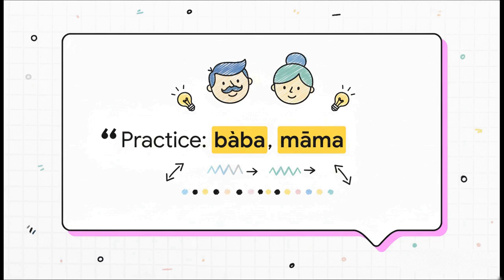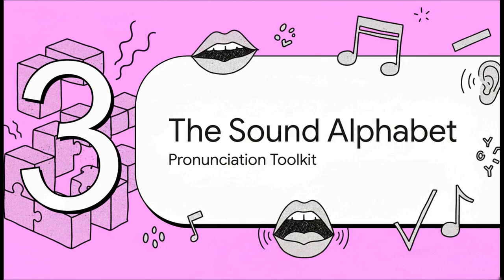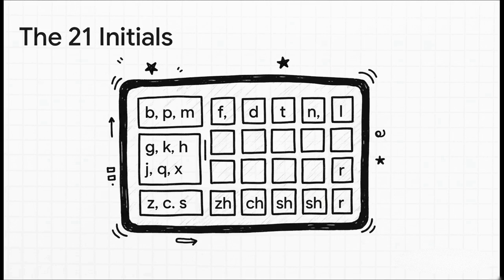See how that second syllable is just light and quick? So now we have our building blocks: initials, finals, and tones. Let's take a look at the complete toolkit, the full alphabet of sounds that you're going to be working with. And here's the good news. This is it. These are all the initial consonant sounds that exist in Mandarin, just 21 of them.